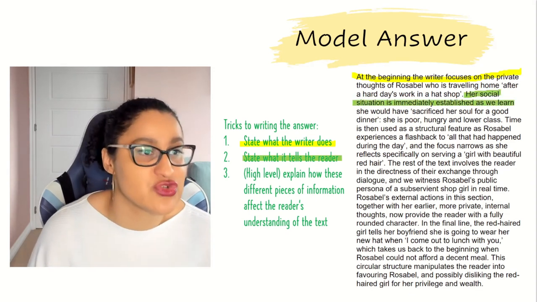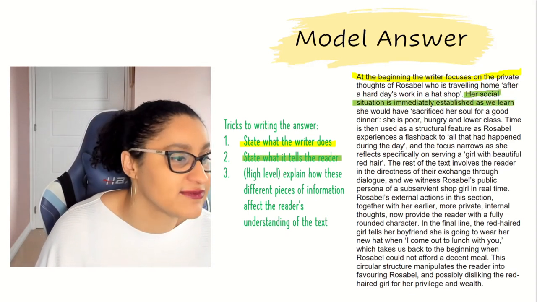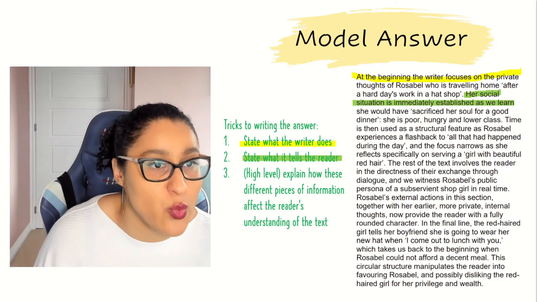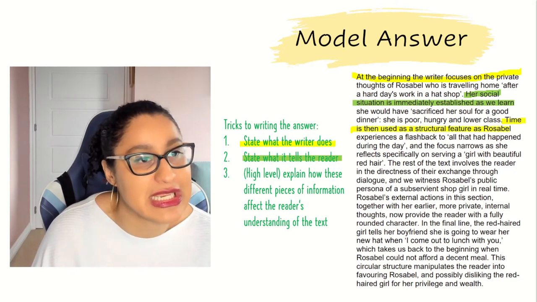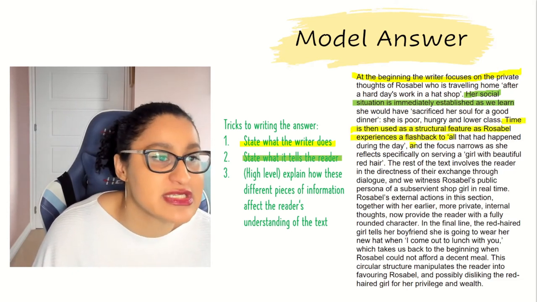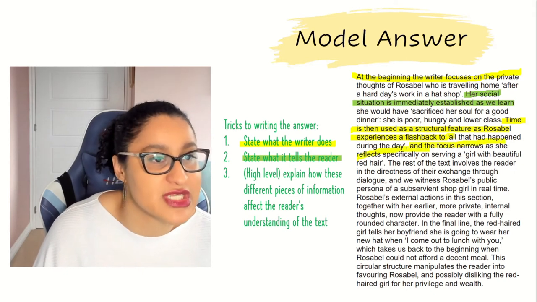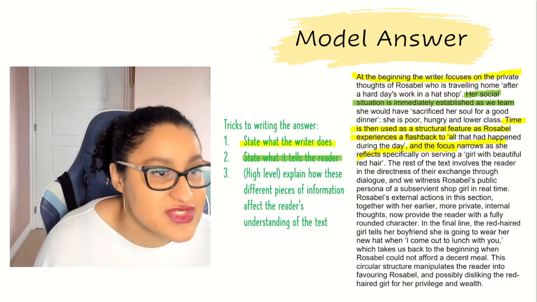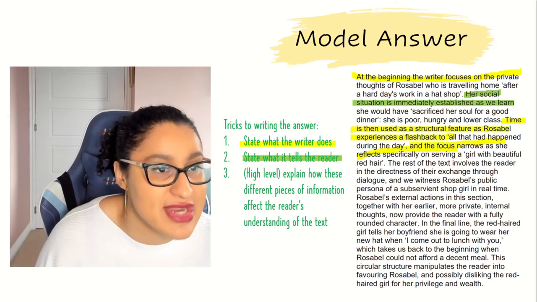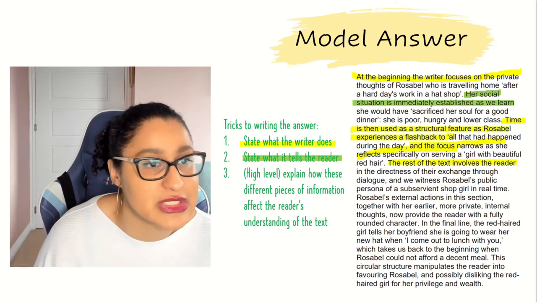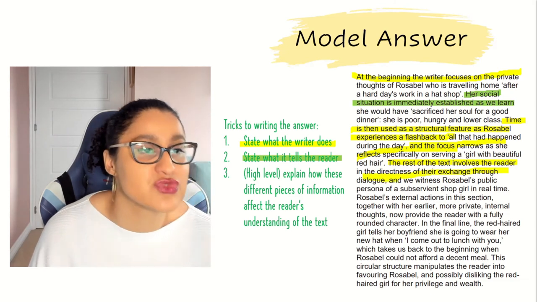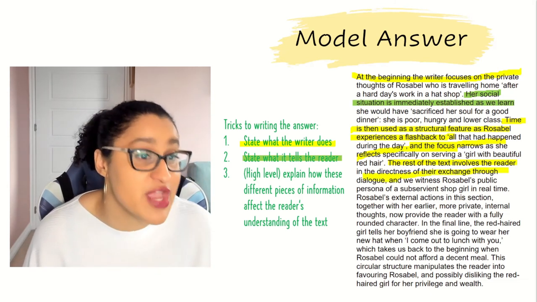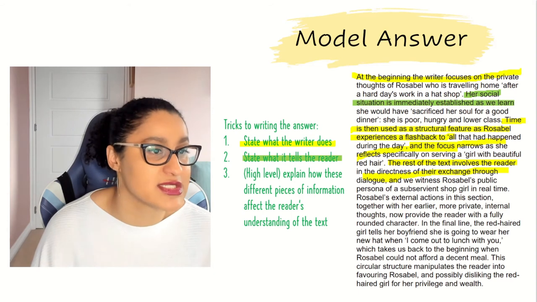Time is then used as a structural feature as Rosabelle experiences a flashback. We're going back to stating what the writer does, what technique it is that they use. And the focus narrows as she reflects specifically on serving a girl with beautiful red hair. It's telling us what the writer does. The rest of the text involves the reader in the directness of their exchange through dialogue, telling us what the writer does, and we witness Rosabelle's public persona of a servile shop girl in real time, telling us what it tells the reader.